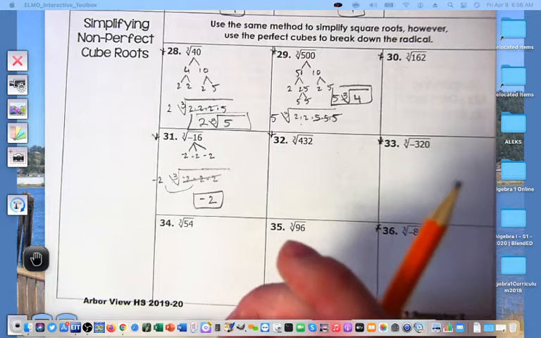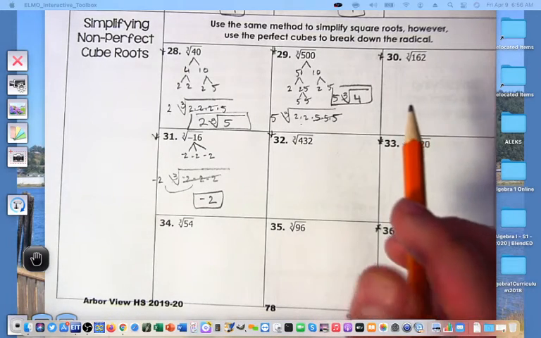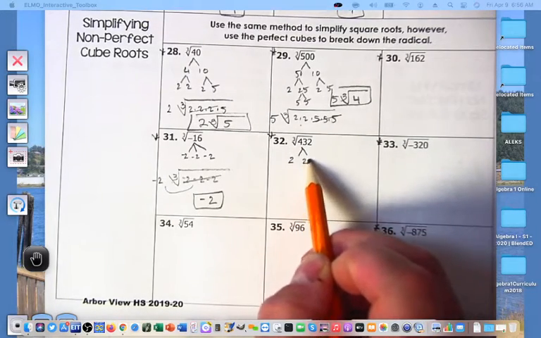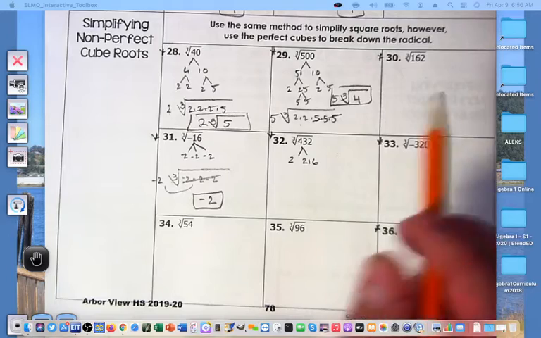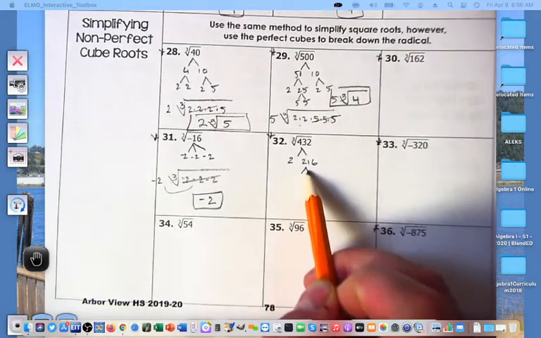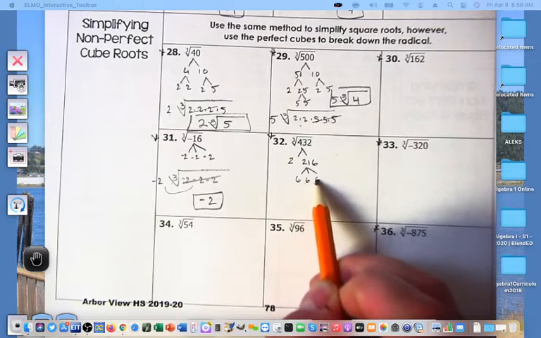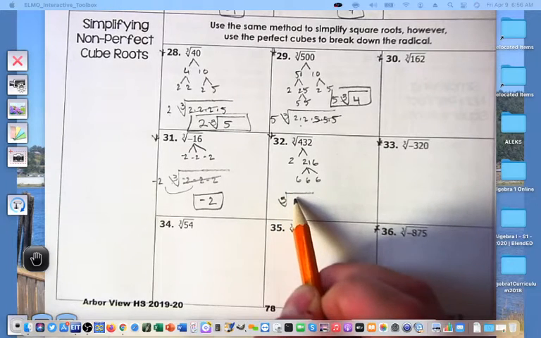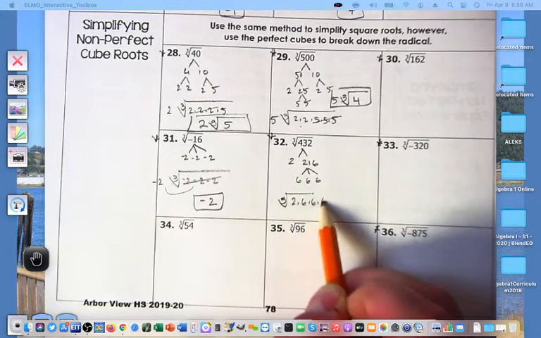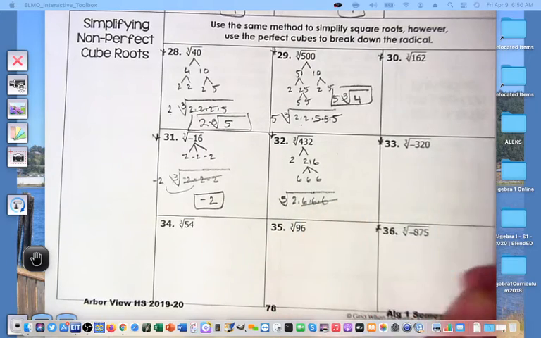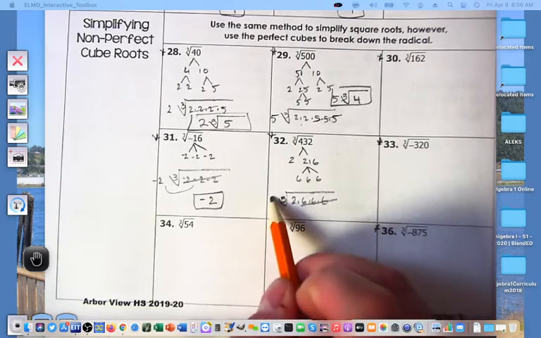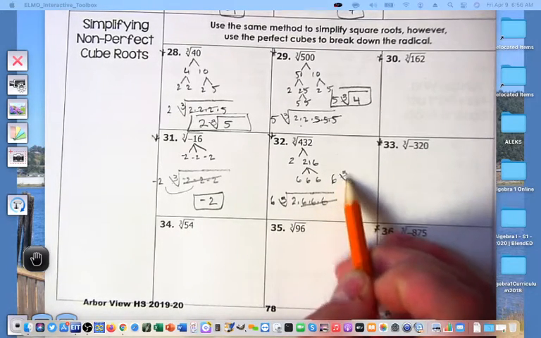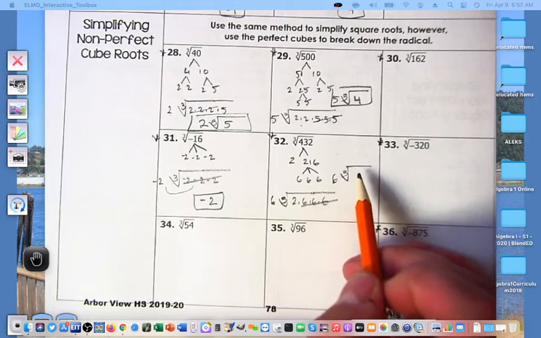Let's do one that doesn't work out as cleanly. Let's try 432. I didn't know what this one broke down into at first. I got 2 times 216. 216 is one of our perfect cubes, remember, and breaks down into 6 times 6 times 6. So now I can write this as the cube root of 2 times 6 times 6 times 6. With an index of 3, I'm looking for groups of 3 identical numbers. Those 6s come to the outside to be a single 6. And I write my final answer as 6 cube root of 2.